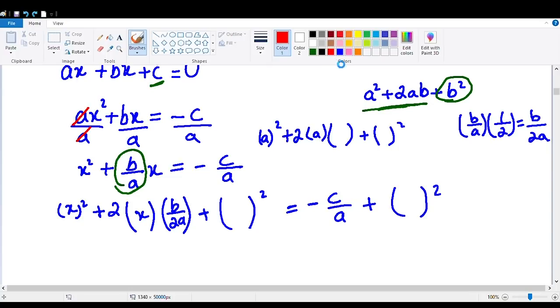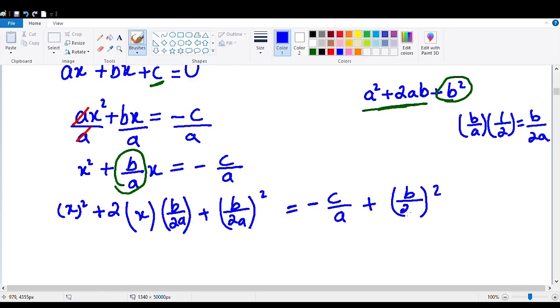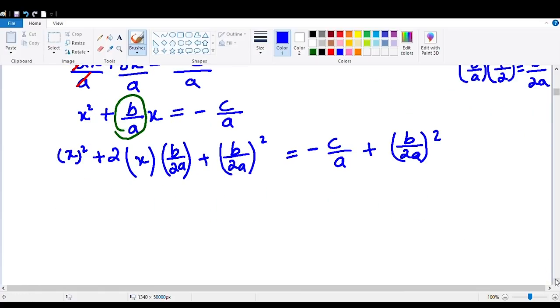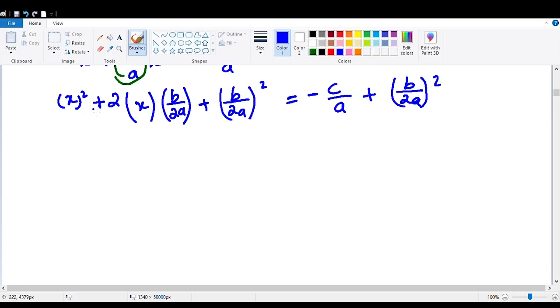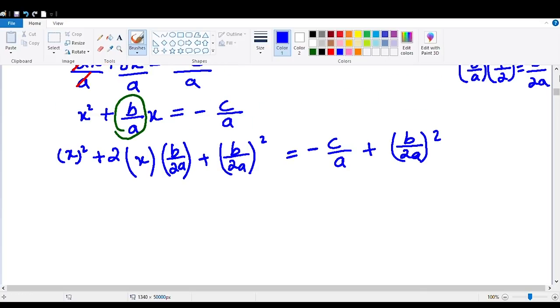Let me just cut all of this out. So over here we're going to get b over 2a. This is the b term now. Move it down a bit. So now we can sum this up to, what is this the formula of?